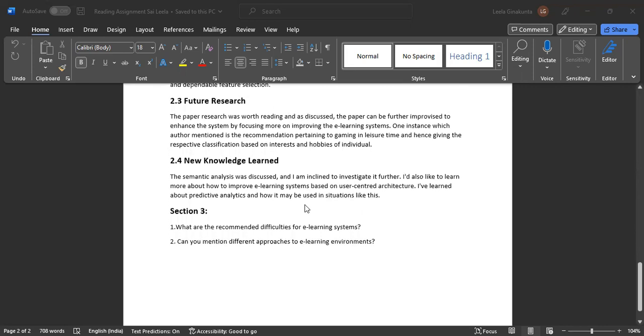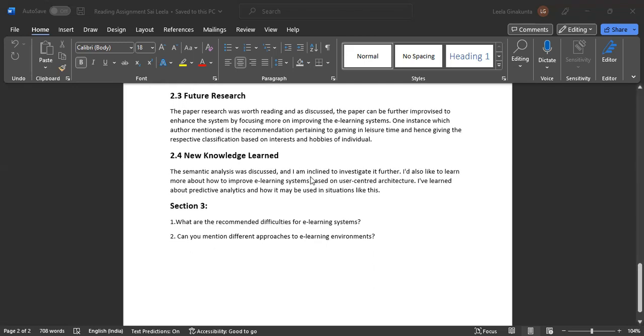Coming to the questions, what are the recommended difficulties for e-learning systems? If we have e-learning systems recommendations, what are the difficulties that we face while getting in the process of recommendations? Can you mention different approaches to e-learning environments other than the machine learning approaches?